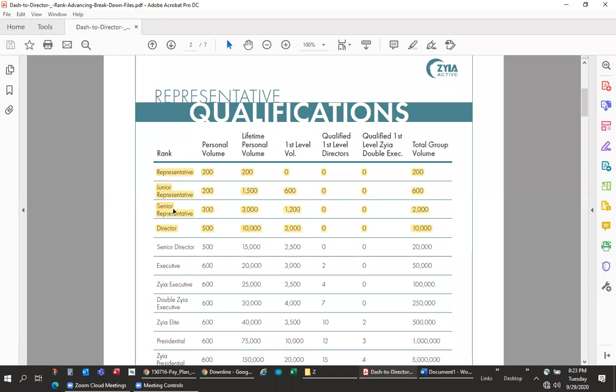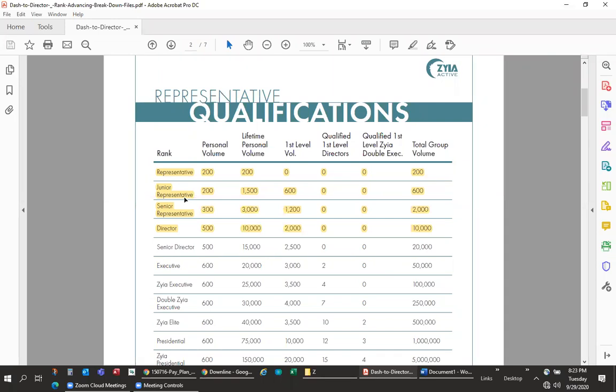Okay, so, Zaya has done some case studies where they ran a bunch of numbers, did some KPIs, and they tried to figure out what the best rank is in the company to make you feel like you are not only committed, but you're growing in your business and that you're going to be in it for the long haul. They found that for Zaya, that's senior rep. So it is a big milestone, guys.